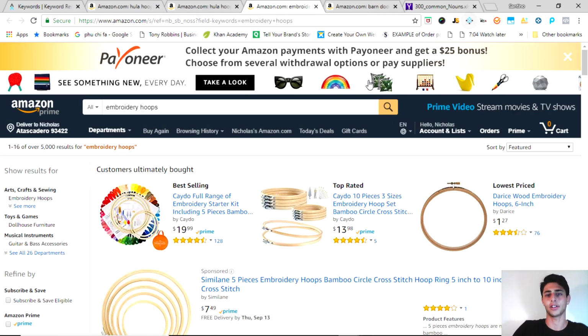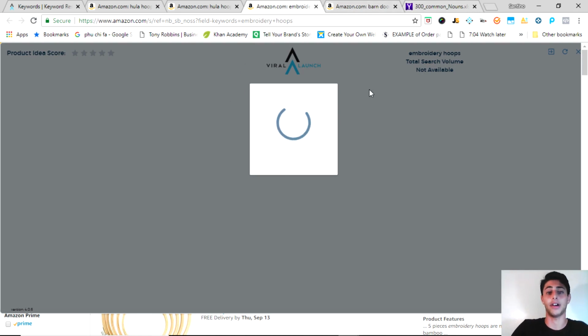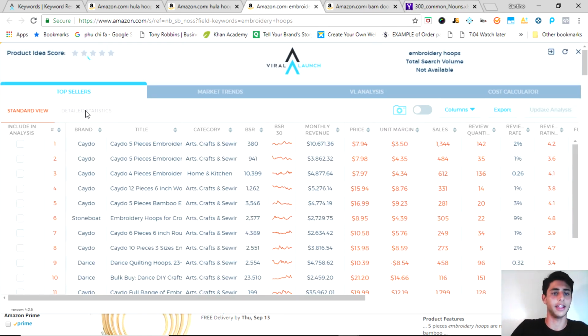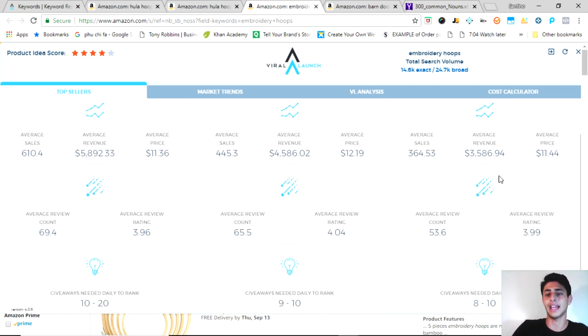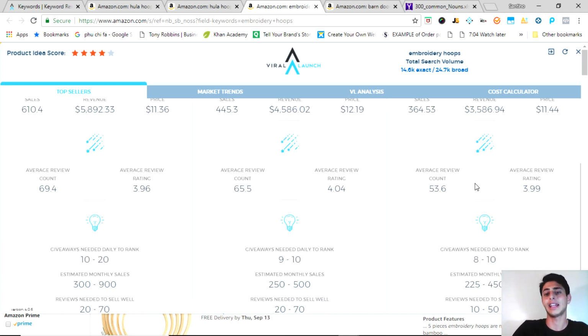So embroidery hoops. Again, just pull up the Viral Launch market research and then go to the detailed statistics right here. So right away it's giving us a product idea score of 4 stars with a monthly search volume of 14.6 thousand monthly searches. So great signs right away. Looking at the average revenue, $3,586. So a little bit low on the revenue. Average price of $11.44, and then an average review count of 53.6 reviews.